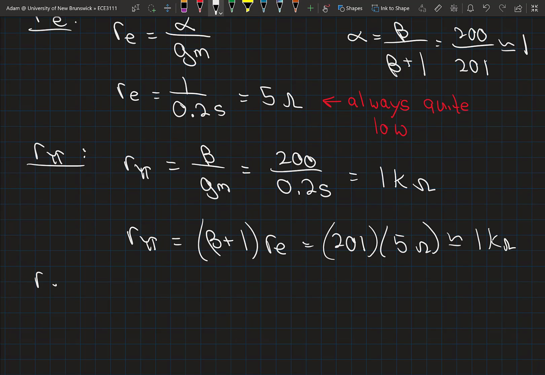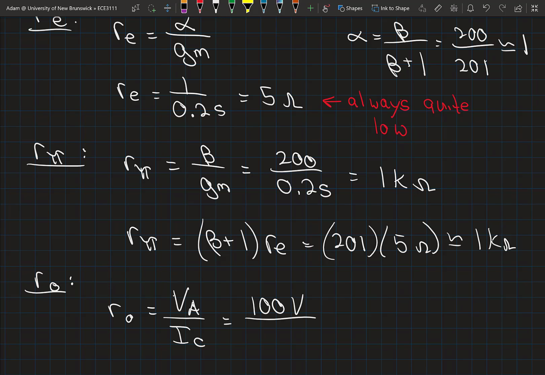Finally, recall that we showed we can calculate the output resistance. It's a function of the early voltage, as our early voltage divided by our collector current at our DC bias. So our early voltage is 100 volts divided by 5 milliamps. Be careful to put this in amps so we get our units right. So my output resistance is 20 kilo ohms here.